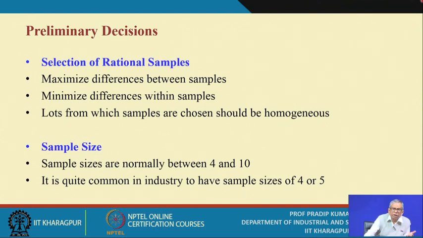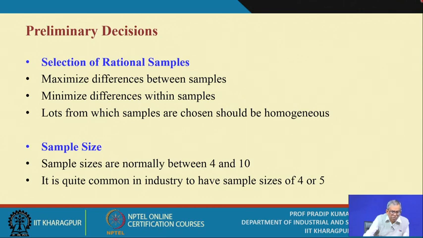So, obviously, directly as well as indirectly, by controlling the process, you are also controlling the quality of the product. Is it okay? So, this is the context. Now, what are the preliminary decisions? Selection of the rational samples. I have already mentioned the principles of rational subgrouping. So, you need to maximize the differences between the samples. This is the point to be noted. Minimize differences within the samples. Lots from which samples are chosen should be homogeneous. Is it okay? So, the homogeneity condition you have to arrive at.